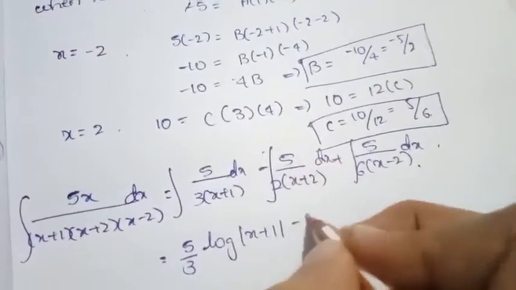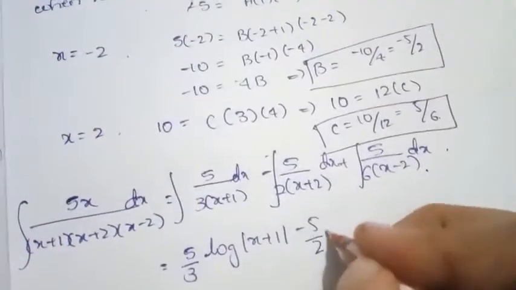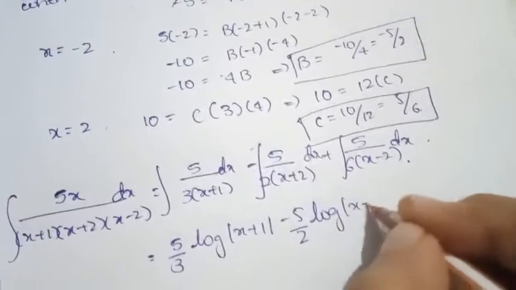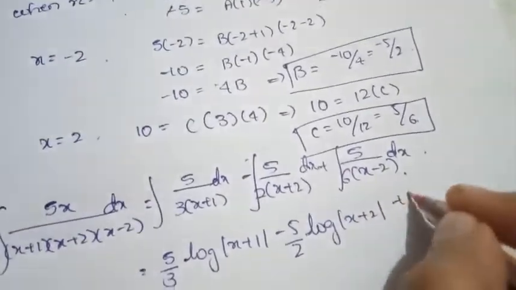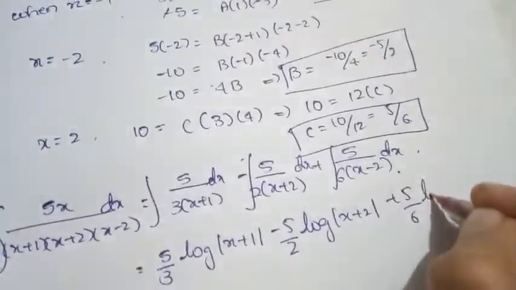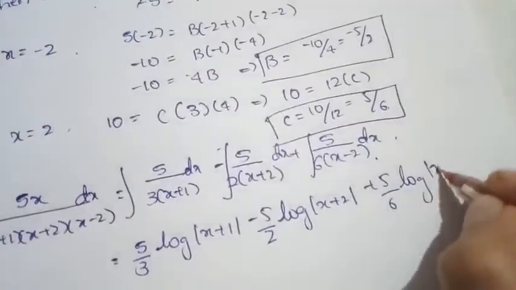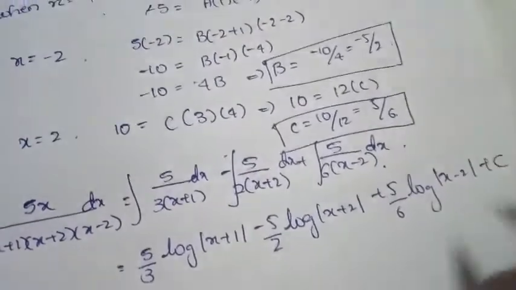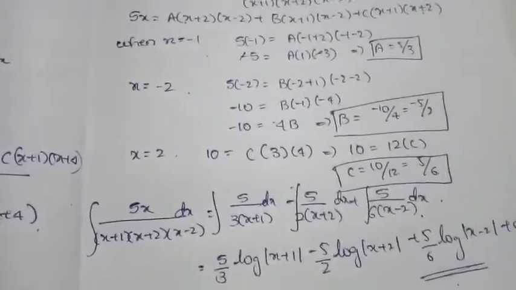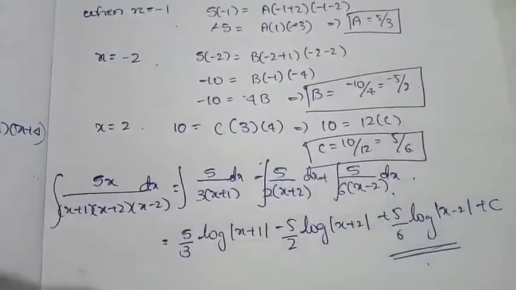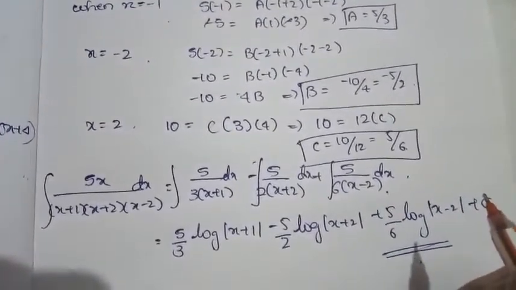So here also again minus 5 by 2, it is a constant, taken outside. Integration of 1 by x plus 2 is log of mod x plus 2, plus 5 by 6, constant which is taken outside. Integration of 1 by x minus 2 is log of mod x minus 2 plus c. So it is the integral of the given question. Pause the video to note it down, understand the question step by step and then move to the next question.